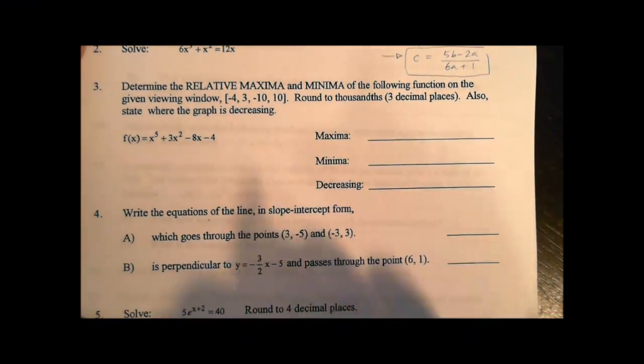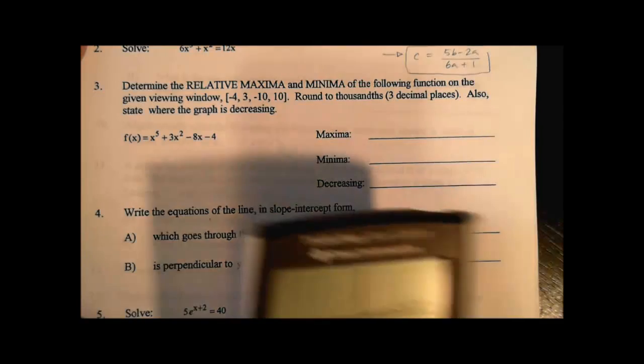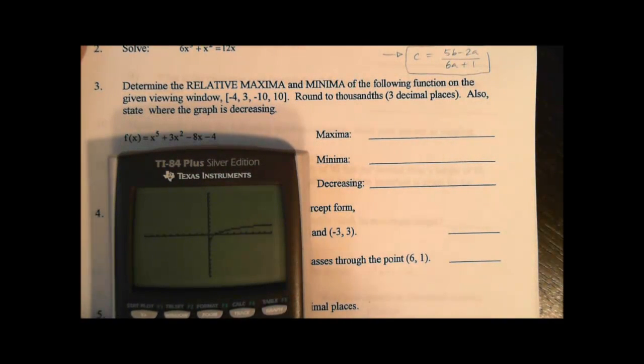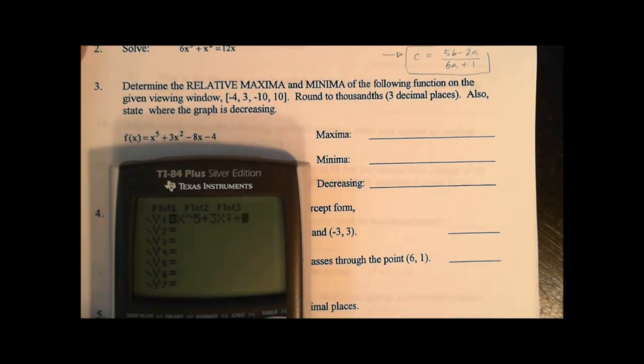For number 3, determine the relative maximum and minima of this thing, a classic calculator problem. So let's type in x to the 5th plus 3x squared minus 8x minus 4. And they give us a specific window. Minus 4 is the x min, 3 is the x max, and then the same zoom 6 features on that. So here's our graph.